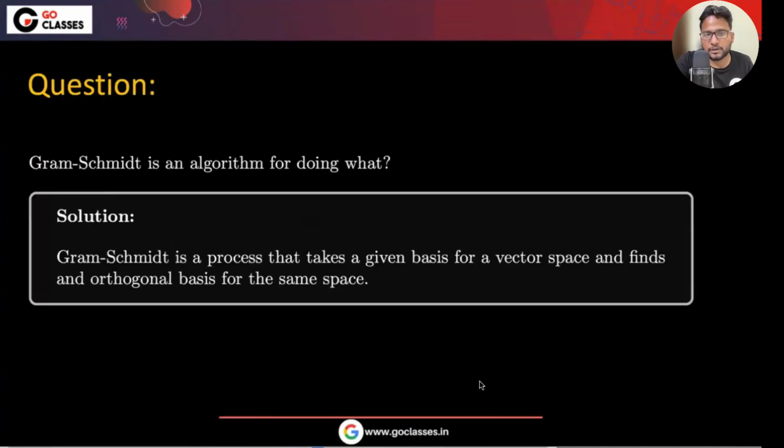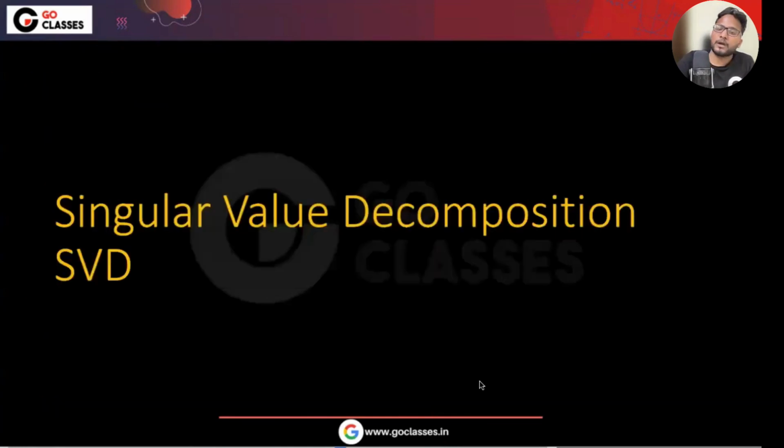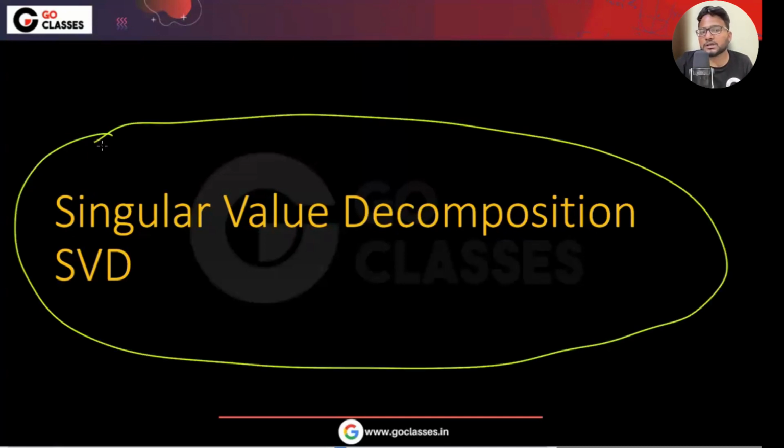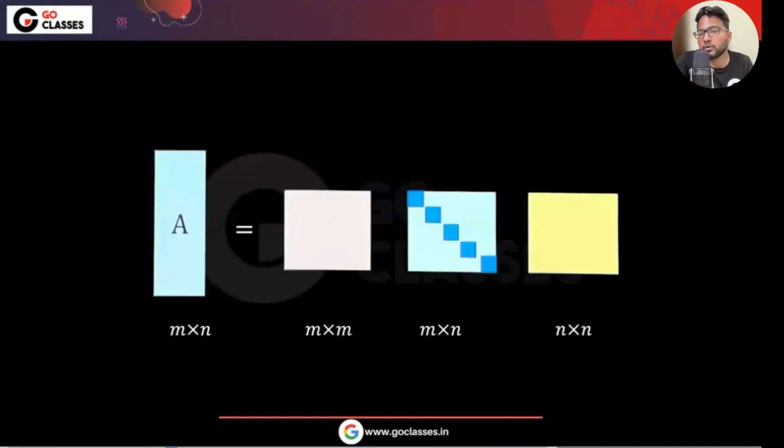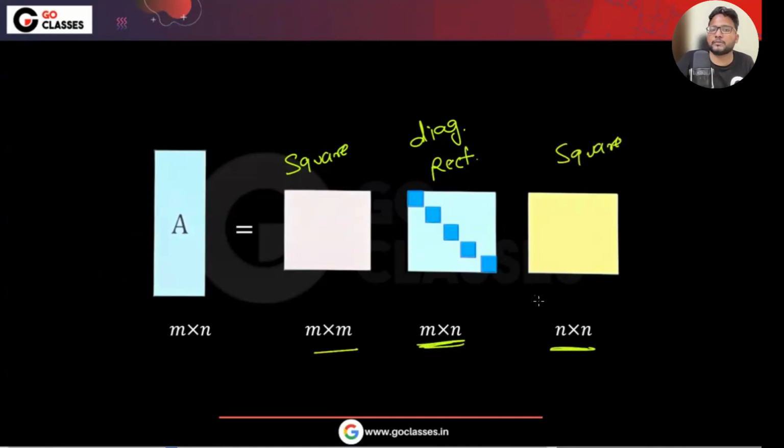So these are a few examples relating to the Gram-Schmidt process only. But now let's see the singular value decomposition. What is the singular value decomposition and how can it help us break a rectangular matrix into three different parts? Now this is a square matrix. This is diagonal but rectangular. This is again a square matrix. See here, this is m cross n, this is n cross n, this is m cross n. So we want to break the rectangular matrix into three parts. Let's see how we can do it.